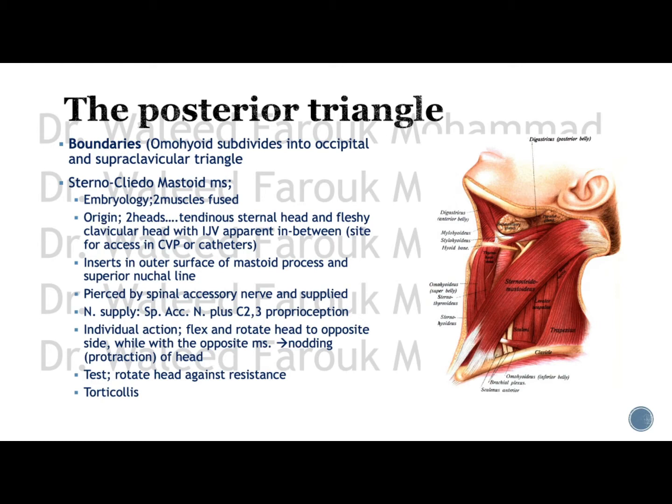Now, the action of this muscle, when it acts alone, individually, not coordinating its action with the other muscle, it will pull the insertion towards the origin, meaning it will pull the mastoid process towards it, which results in lateral flexion and rotation of the head to the opposite side. Rotation to the opposite side. So the left sternomastoid turns the head to the right, and the right sternomastoid turns the head to the left. How to test that? Ask the patient to turn his head against your resistance.